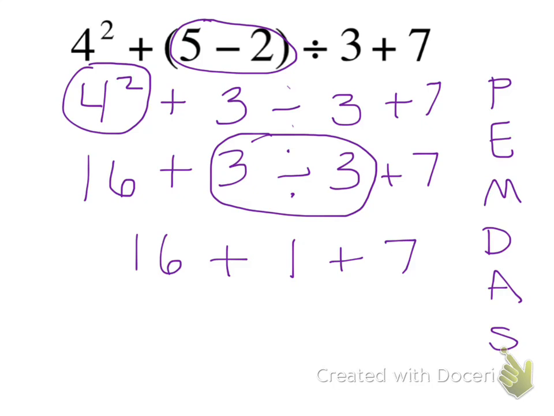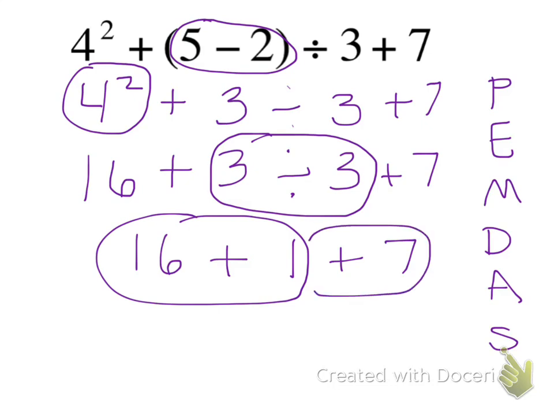And then all you have left is addition, so you can just go left to right. 16 plus 1 is 17. 17 plus 7 is 24. There is your final answer.